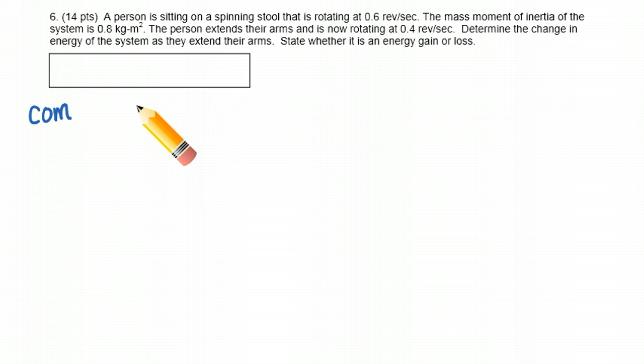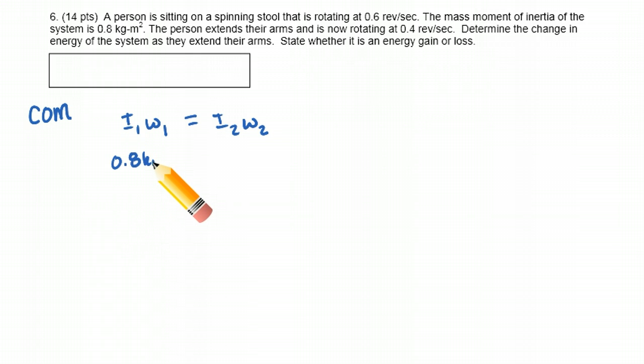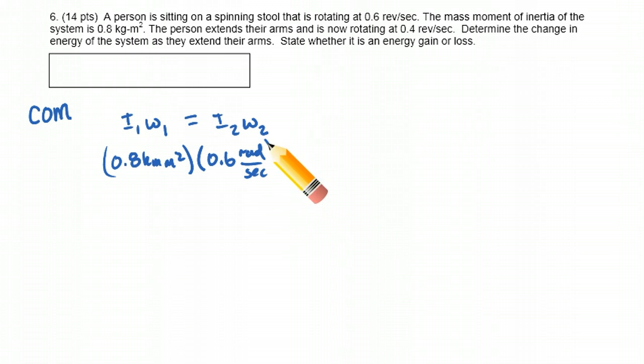In angular terms, that says that mass moment of inertia times the initial angular velocity. Okay, we just have one thing rotating, or one system rotating, the person on the stool. And it's going to be the same after they extend their arms. So simple equation here. We're given I initially 0.8 kilogram meters squared. We're given the initial omega 0.6 radians per second.